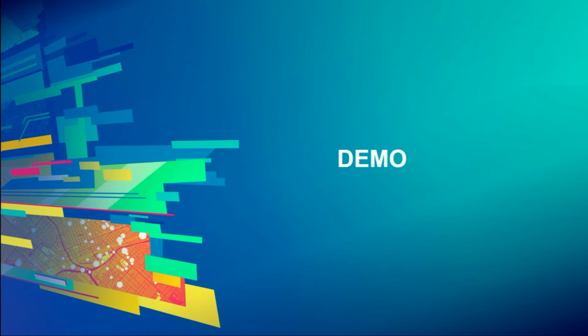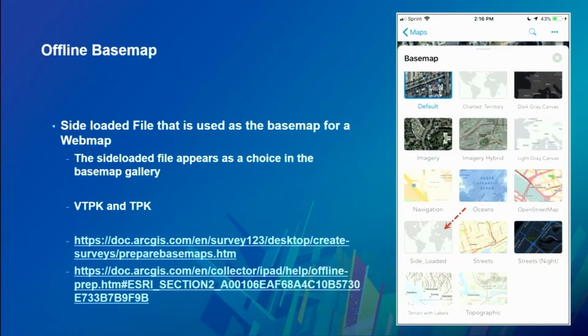Okay, demo. We just did the demo. And the next thing we want to do is, switching gears from mobile map packages, we're going to talk a little bit about the offline base map. And an offline base map for Collector users, you're very familiar with the idea of taking a vector tile package, or in Collector Classic, TPK. Did Collector Classic support the VTPK too? No, that's just TPKs in Collector Classic.